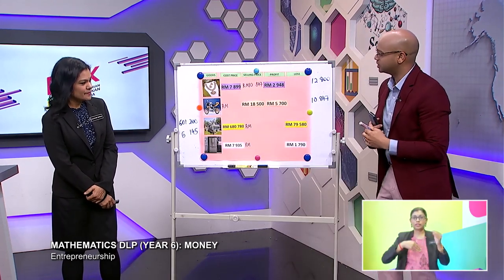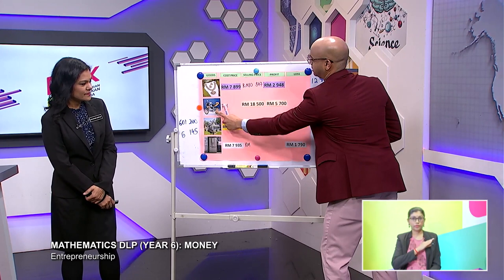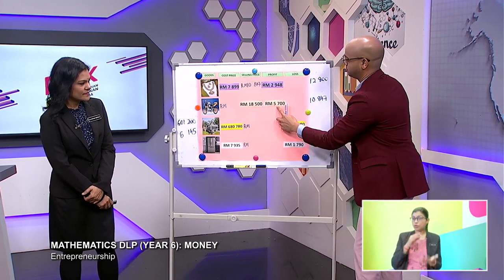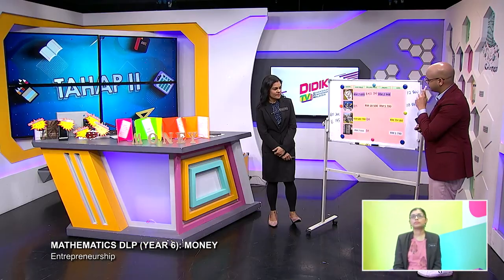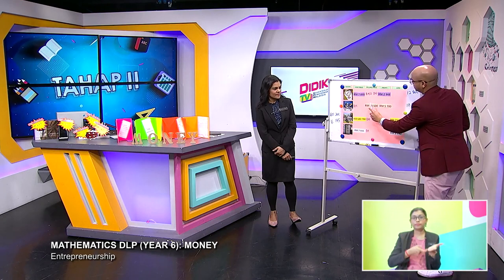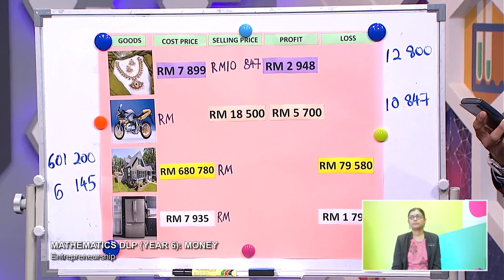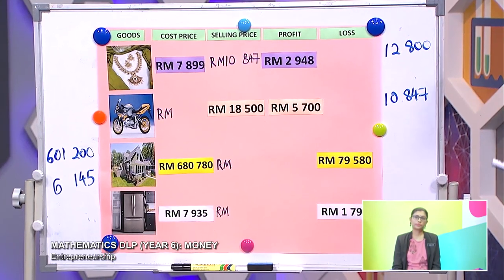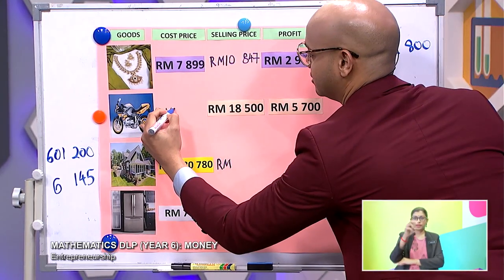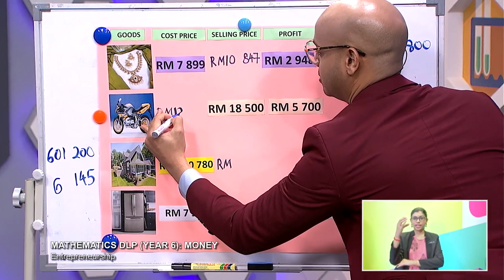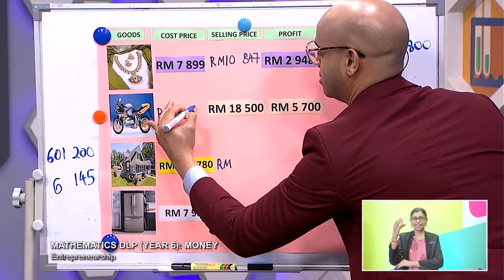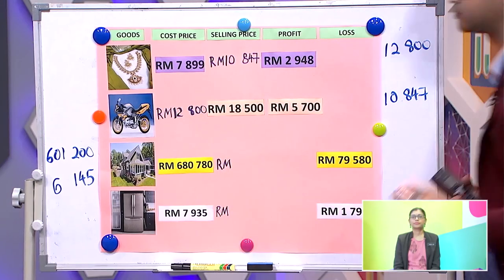All right. So the next one, I have to find the cost price of the motorcycle, given the selling price and also the profit. So cost price is equivalent to selling price minus profit. That's the correct formula. And the price is 12,800. Yes, you're right, because the cost price is lesser than the selling price. Then only you can obtain a profit.